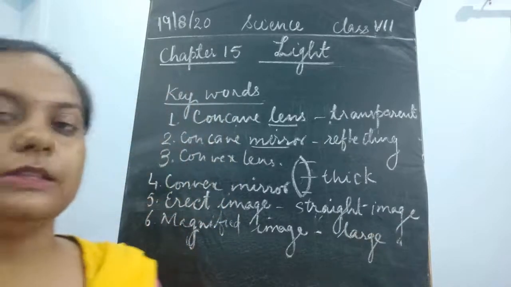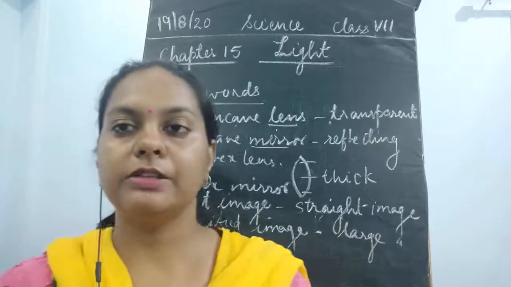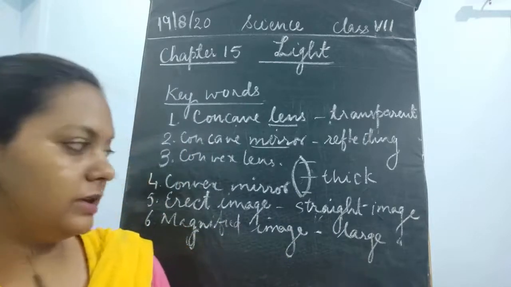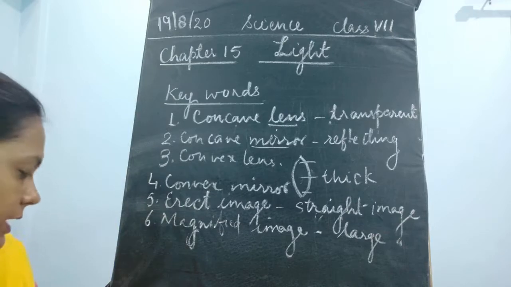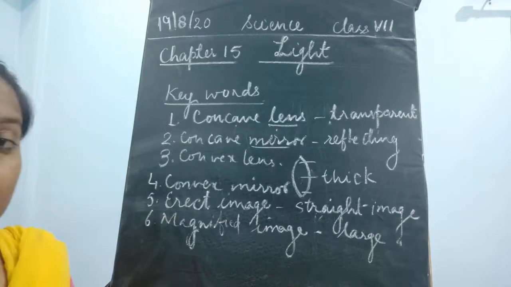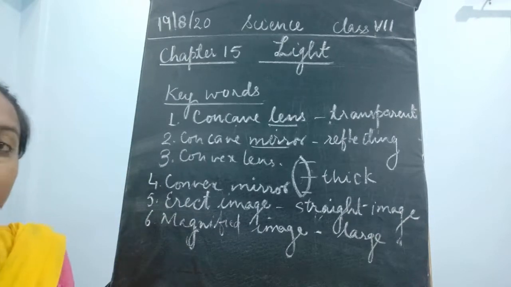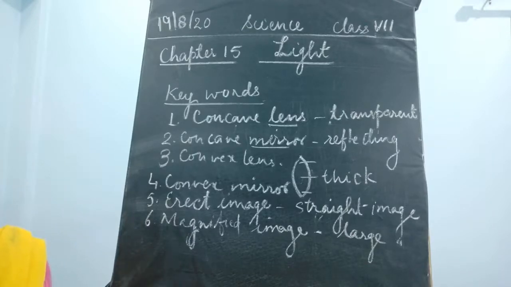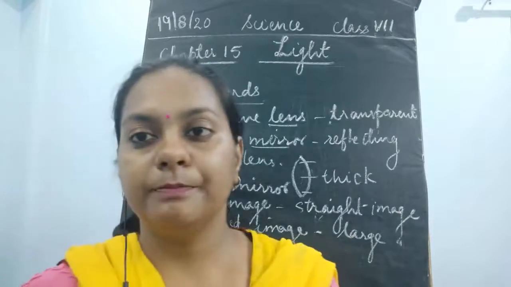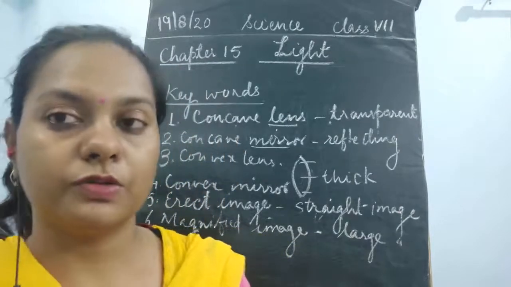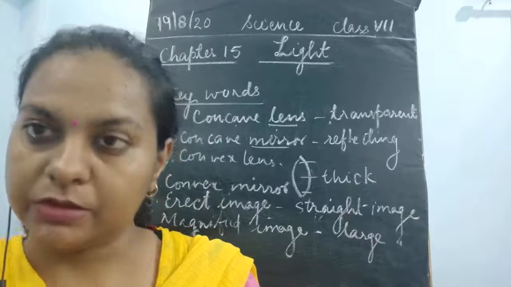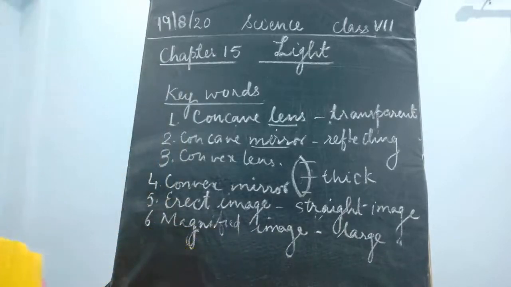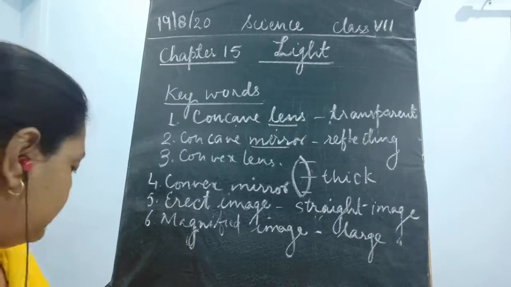Fine. So we have seen about erect image, which means the straight image. The magnified image means it is the enlarged image. Okay, it is a large image. Next, the enlarged image we can see from the microscope, from the magnifying glass, and if we look into the different types of mirrors, we can also see the magnified image. Okay. So the next word we will study is the magnifying glass.